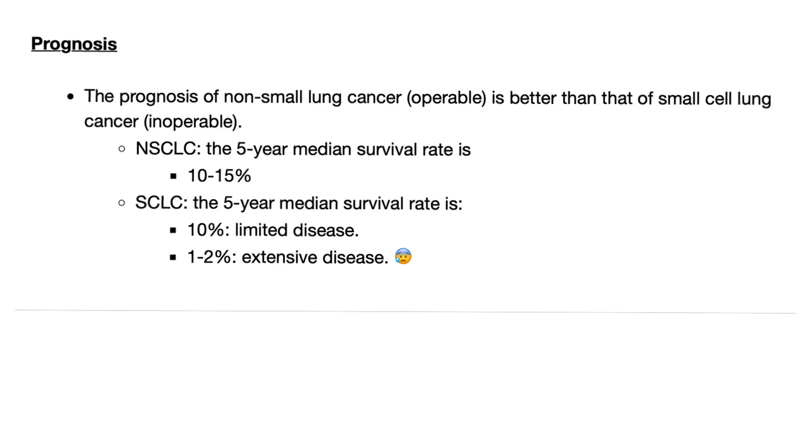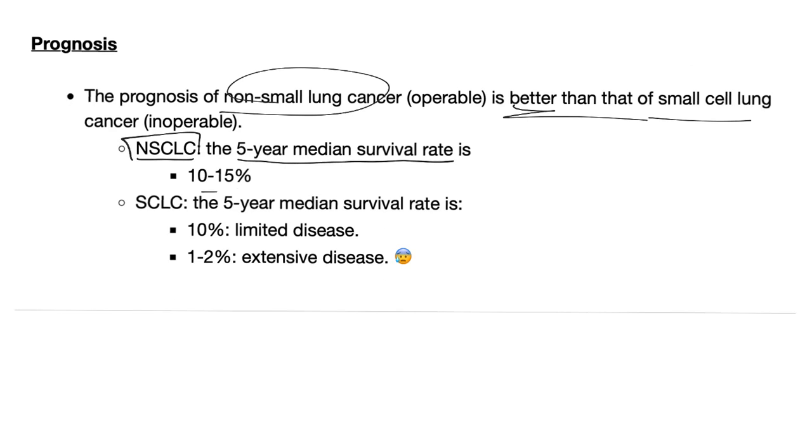Prognosis. The prognosis of non-small cell lung cancer is way better than the small cell lung cancer. Non-small cell lung cancer, 5-year median survival rate is 10 to 15%. Translation: 15% of patients will live for 5 years or more after having the cancer. Small cell lung cancer, the 5-year median survival rate is horrible. 10% if it's a limited disease, only 1 to 2% if it's an extensive disease. Translation.